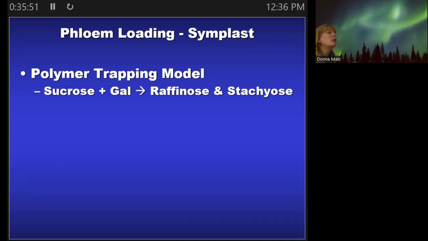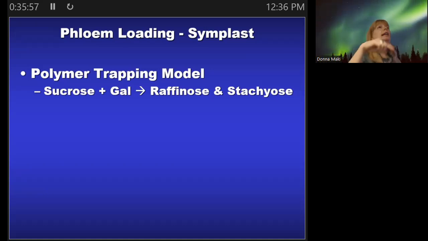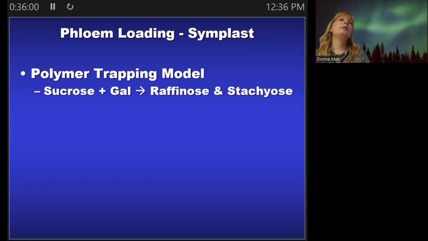And then they said, so if you keep adding galactose units to sucrose in the companion cell or tube element area, it would make it too big, so it physically couldn't fit back out of the plasmodesmata tunnels. It's just too big. Simple, right? But kind of weird.